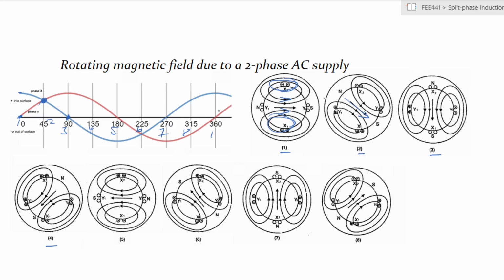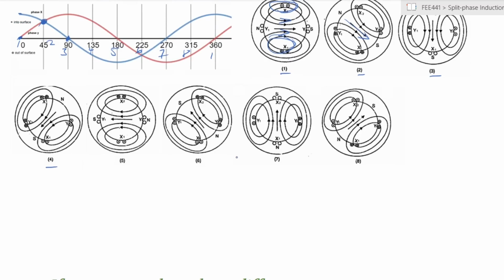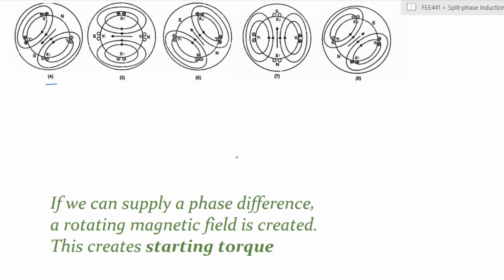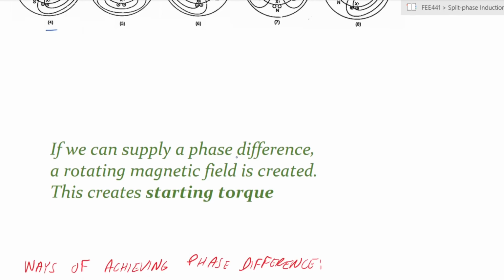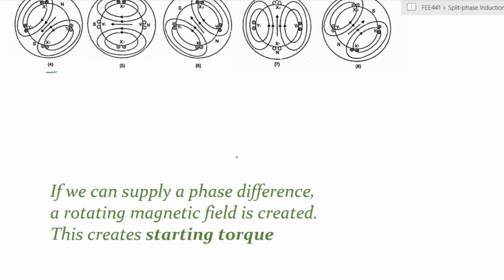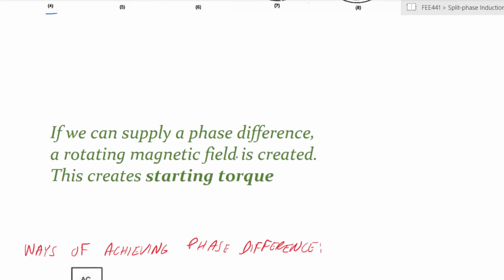So in the case of two phases, if we could connect two phases to a motor, you'd be able to get the rotating magnetic field in the same way that we have in three-phase induction motors. If we can supply a phase difference between the two, a rotating magnetic field is created, which in turn creates starting torque. So how do we do that?